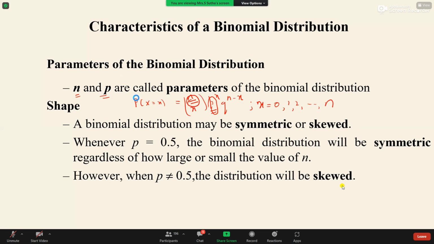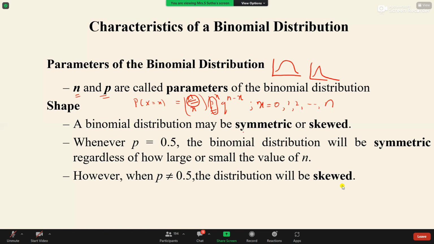When we look at the shape of the probability distribution, it may be symmetric or skewed. Symmetrical means a bell-shaped curve. This binomial probability distribution curve may be symmetric or skewed. For example, you can get your probability distribution curve in such a manner. This is a bell shape, or you can get it in such a manner, skewed or symmetric.